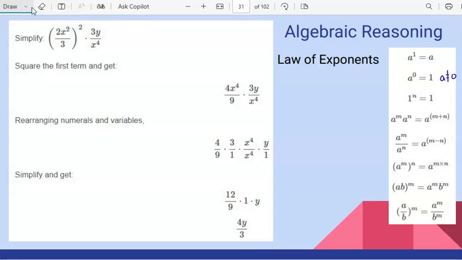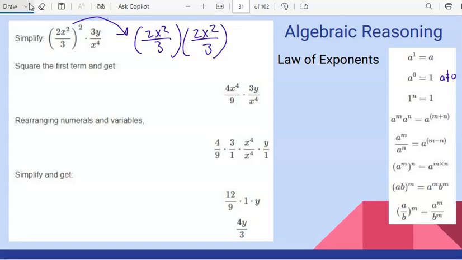You want to square the first term. Since it has the exponent twice, we really could think of it like this. 2 times 2 is 4. x squared times x squared is x to the 4th. And 3 times 3 is 9.